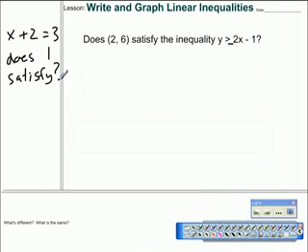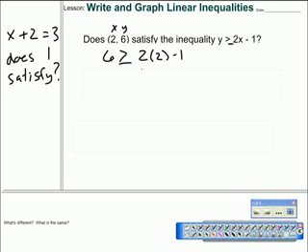We've been given a coordinate, we've been given an x and a y, and I'm asking, does this satisfy this inequality? How do you think I would solve that? Exactly. Plug in 6 for y and 2 for x and simplify and see if I get a true statement when I'm done. So we're asking, is 6 greater than or equal to 2 times 2 minus 1?